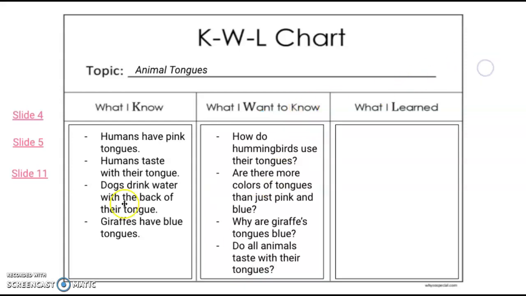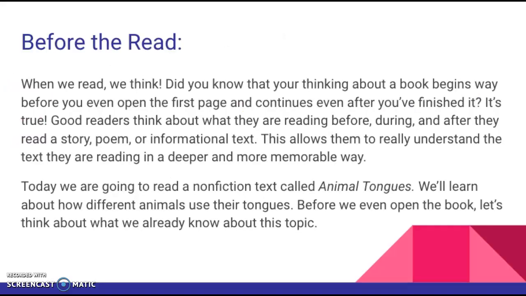So now when I go to read our story to you tomorrow, we're going to be thinking about what we know, what we want to know, and then finally what we have learned about the topic of animal tongues. So it's important to keep in mind all of the information that we know before reading a book because it will help us understand the text that we are reading in a deeper and more memorable way. And then it'll even help us have our really meaningful reactions to what we read that we can then share with our book discussions, friends, and classmates.